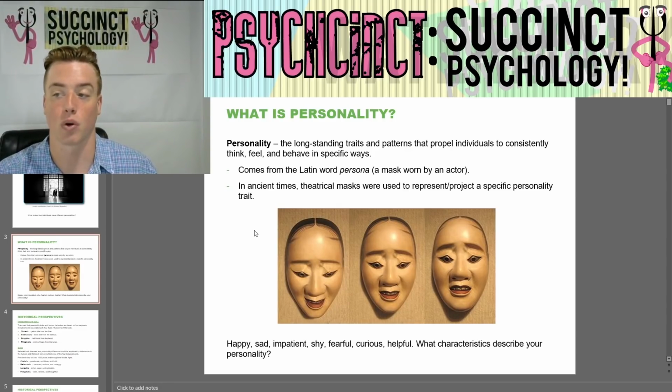It comes from the Latin word persona, or a mask worn by an actor. And in ancient times, theatrical masks were used to represent or project a specific personality trait. So happy, sad, impatient, shy, fearful, curious, helpful. What characteristics describe your personality?